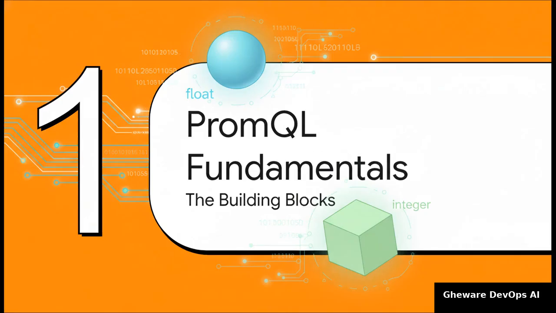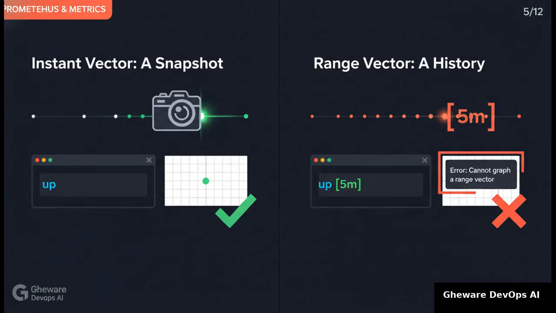So before we can build those really powerful, insightful queries, we've got to start with the fundamentals. It all comes down to two core data types that everything, and I mean everything, is built on top of. Okay, so here's the crucial difference. Think of an instant vector as a snapshot, like taking a photo. It's the most recent single value for a metric, like up. You can graph that, no problem.